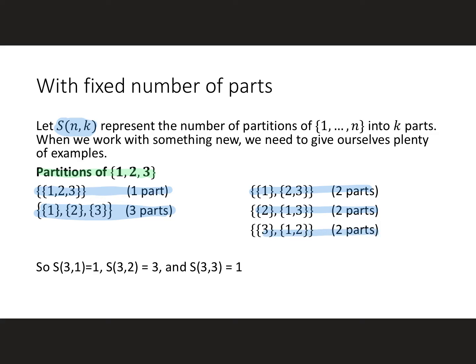And so we would say that the number of ways to partition it into one part is 1, the number of ways to partition it into two parts is 3, and the number of ways to partition it into three parts is 1. So these are the partition numbers.